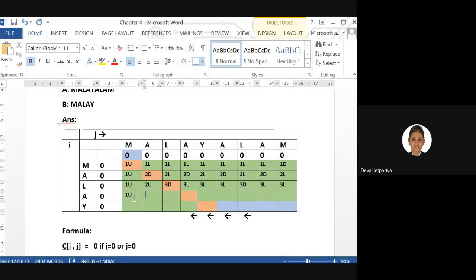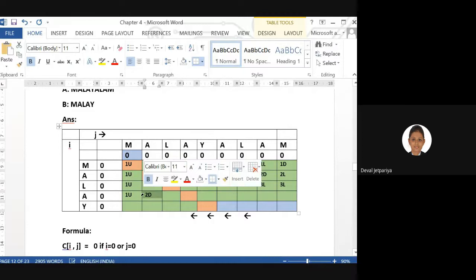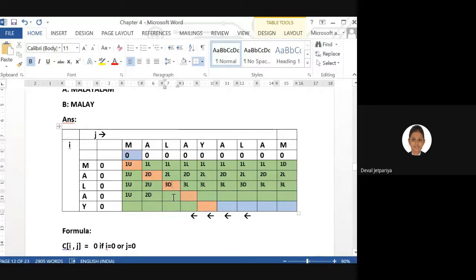After that there is a matching. So 1U plus 1, so that is 2D. Correct. After that there is no matching. So between 2 and 3 you need to pick up maximum value. Are you getting? After that there is a matching. So 4D. Sorry.